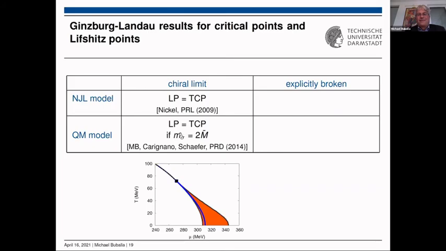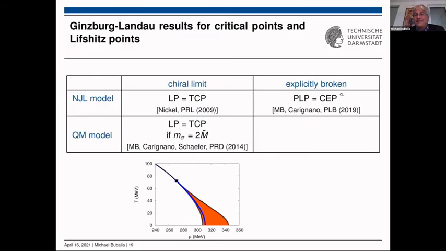But in the quark meson model, you have one more parameter and one more freedom, so you could choose them independently. But if you choose them the way it comes out in the NJL model, then one also finds that the Lifshitz point coincides with the tricritical point, so the first order phase boundary is completely covered. If you choose a larger sigma mass, the inhomogeneous phase actually gets larger, and if you choose a smaller sigma mass, it gets smaller.